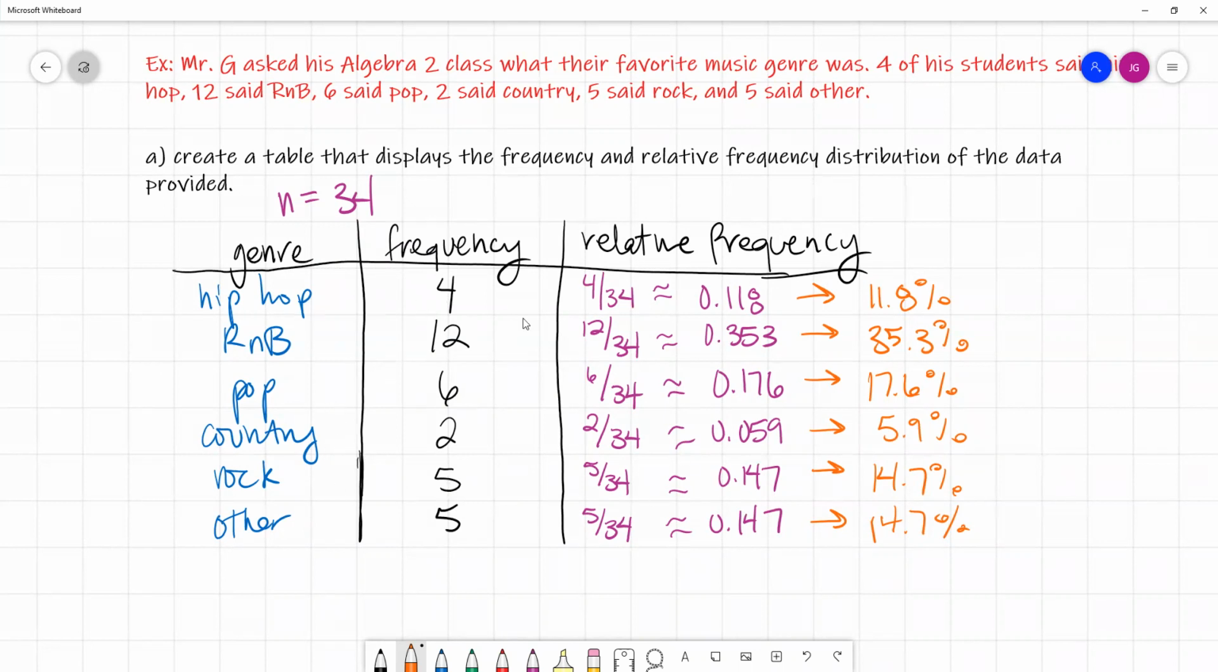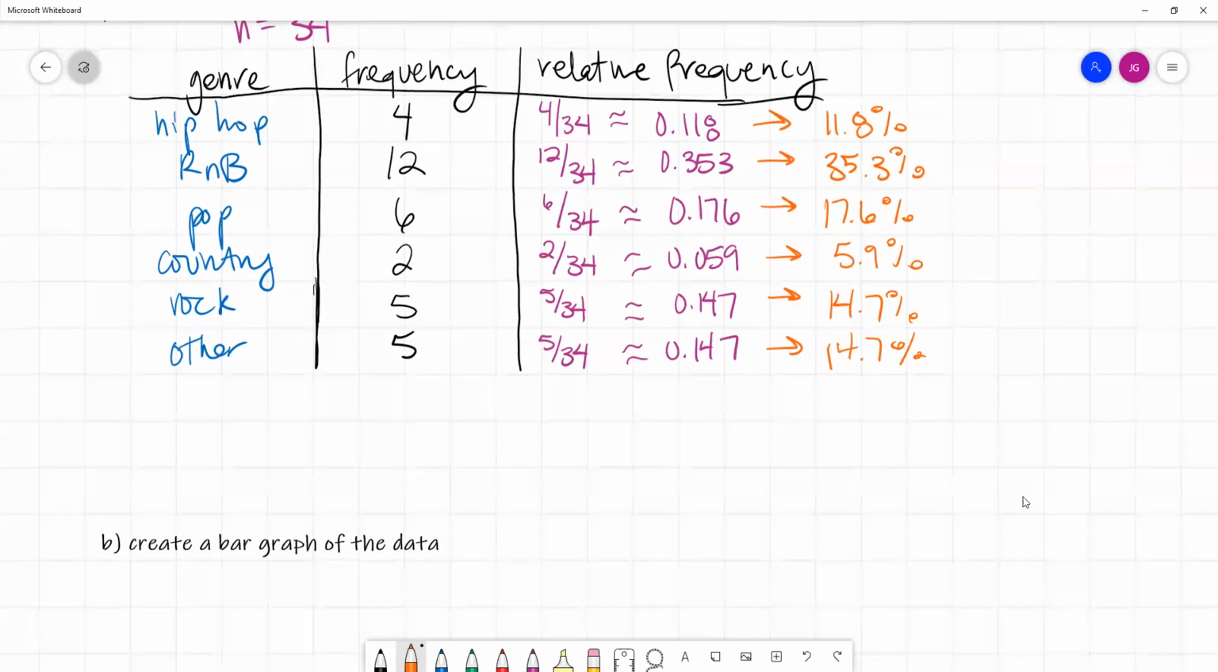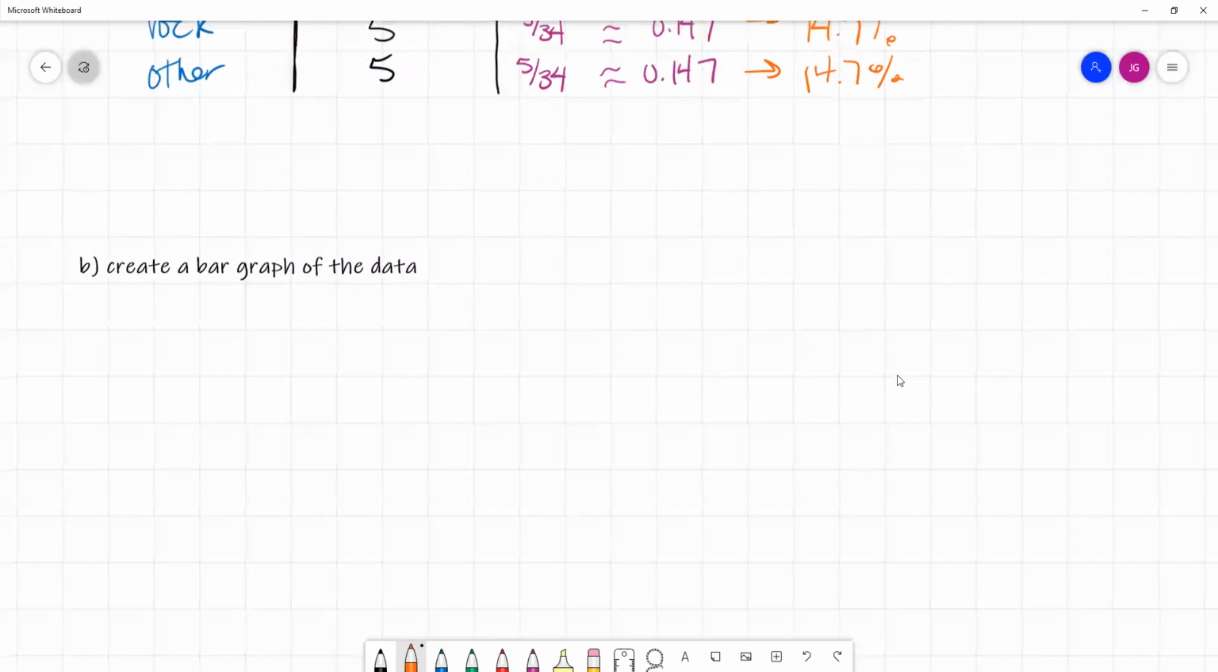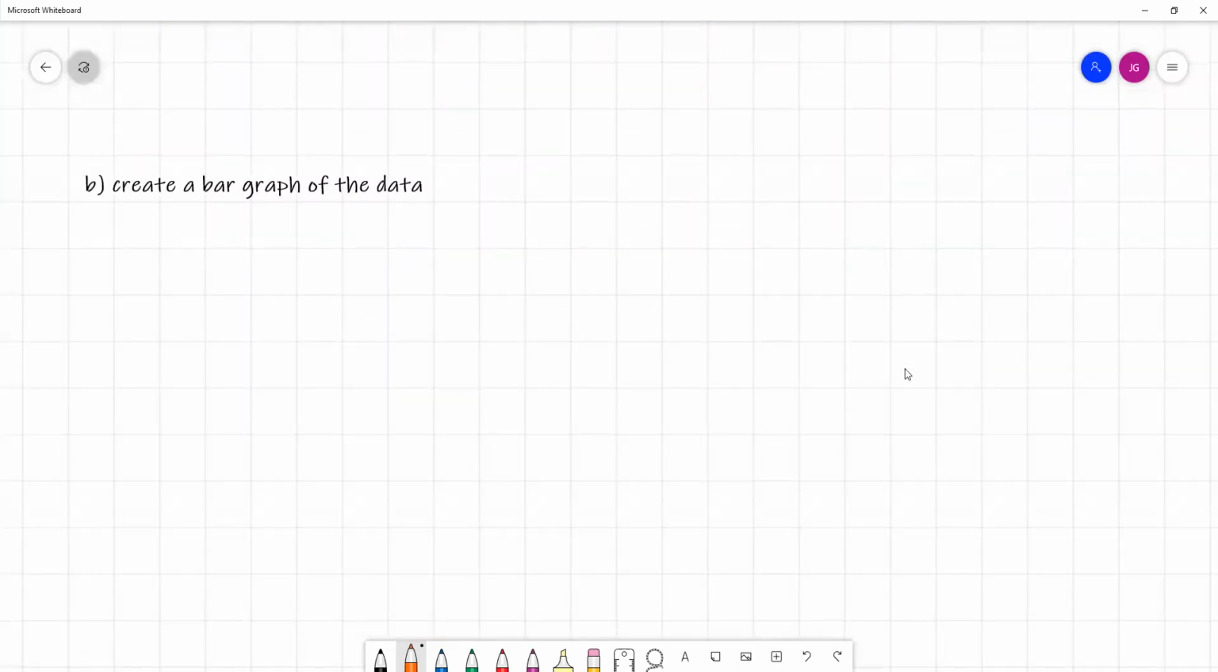It really is just listing out all of these values next to the associated data value, so next to the associated genre in this case. Nothing too crazy there. Now we're going to make a bar graph and pie chart for this data. So we're going to create a bar graph.